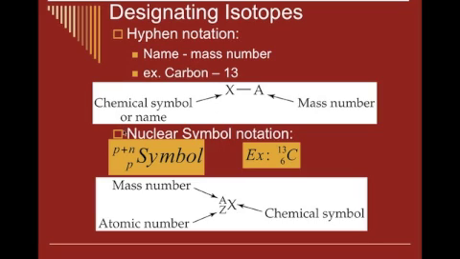Now, the next way that we can designate an isotope is through nuclear symbol notation. In nuclear symbol notation, we'll put the mass number on top, the atomic number on bottom, and the chemical symbol beside it. So, carbon-13 would be written 13, because that's the mass number, over 6, because that is the atomic number, and the symbol for carbon, which is C.